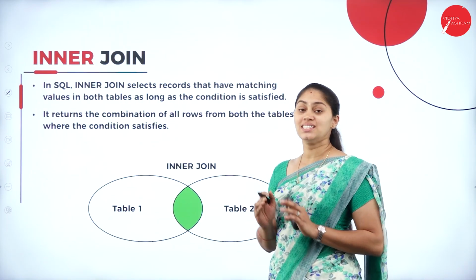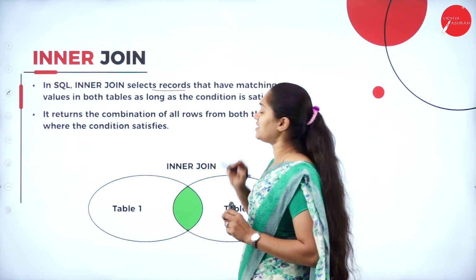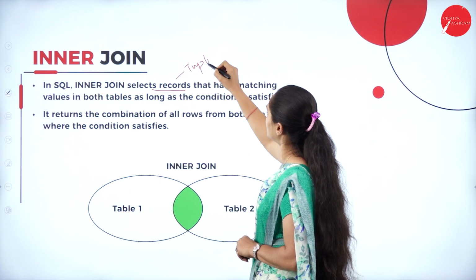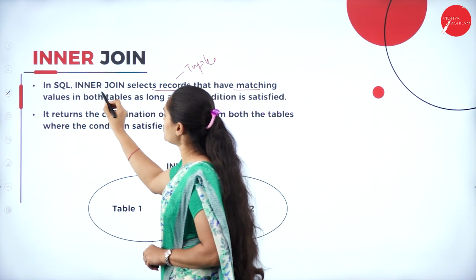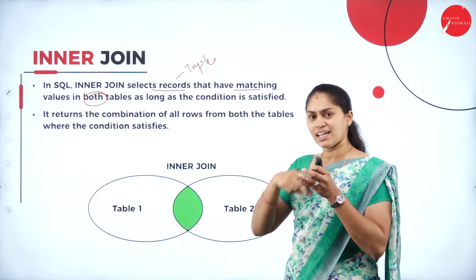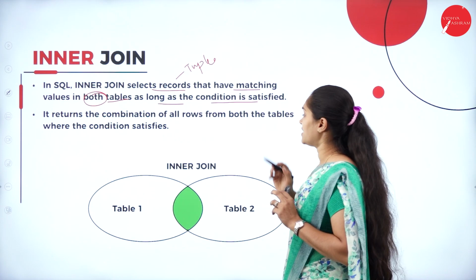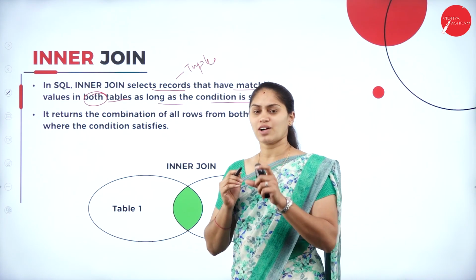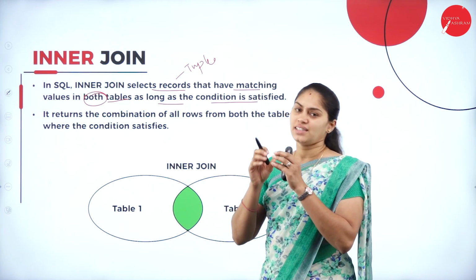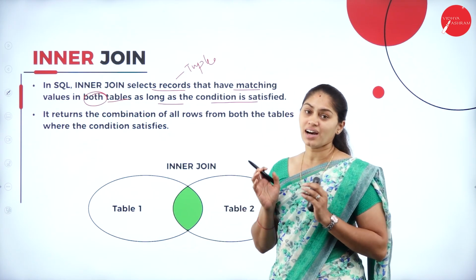Next we'll go with this inner join. What about this inner join? It will select the records. Records means what? Tuples or rows that have matching values in both the tables. Inner join in the sense that it is taking the common values from both the tables as long as the condition is satisfied. We are going to use a condition on a column. If the condition is satisfied, then it will fetch the matching value from table 1 as well as from table 2.